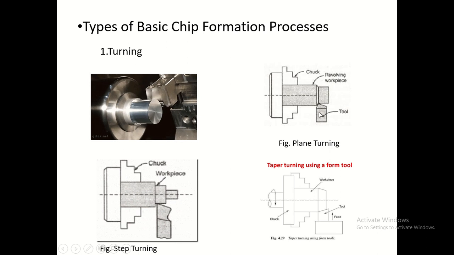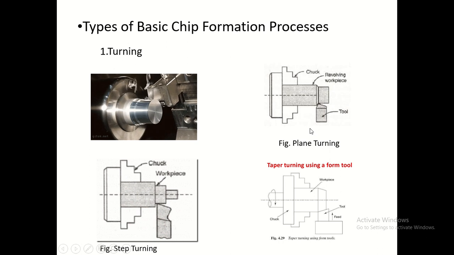This is a single point cutting tool. Why is it called a single point cutting tool? Because only one point of the cutting tool keeps contact with the workpiece, and these types of chips are removed from the workpiece. This is the chip formation process. Then there are different types of turning processes.